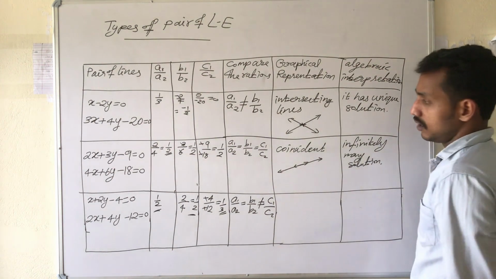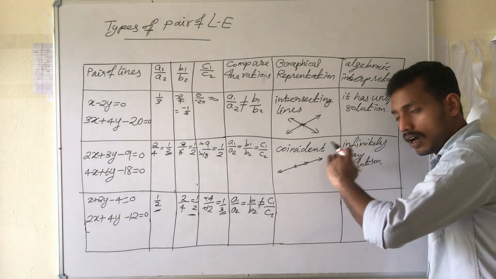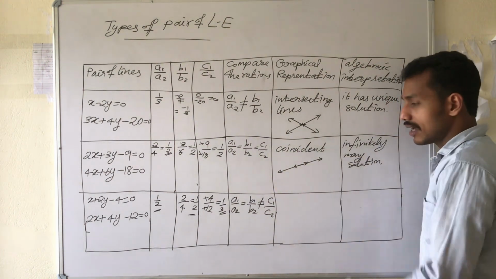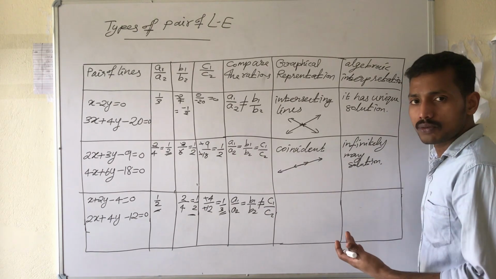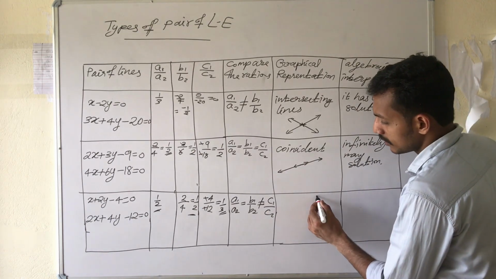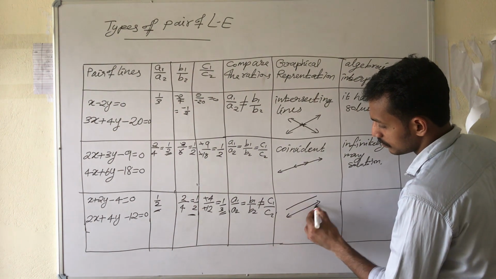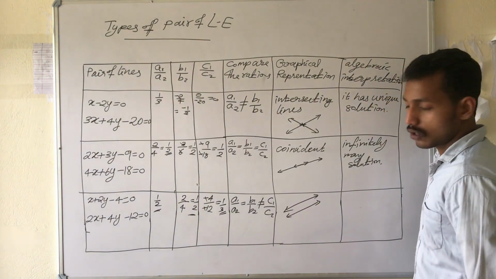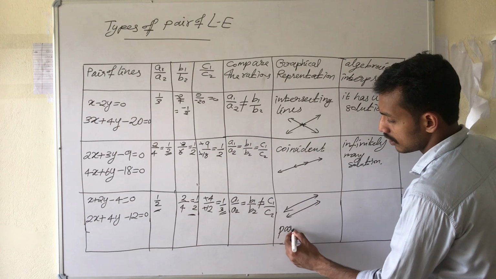So how will it be? The first is intersecting lines, the second is coincident lines, and the third option is parallel lines. Third option is parallel.